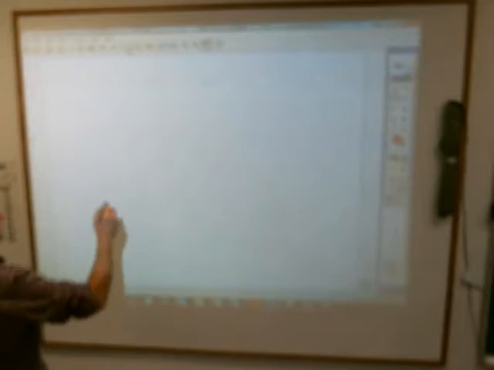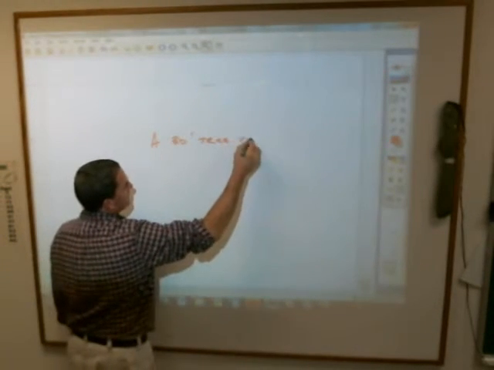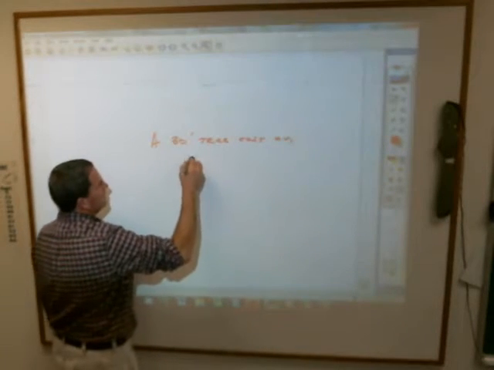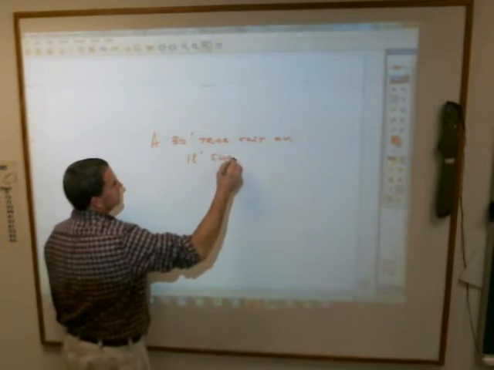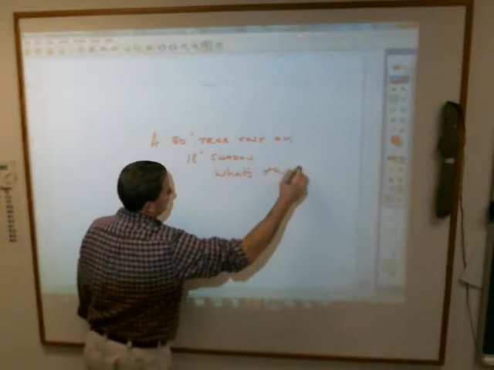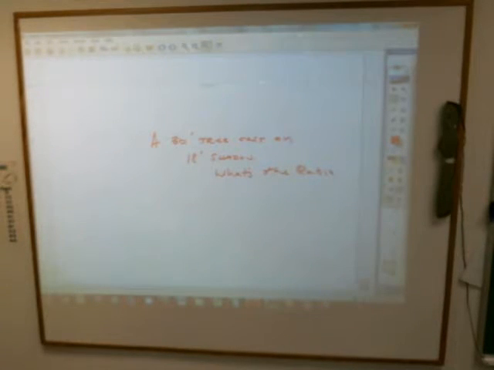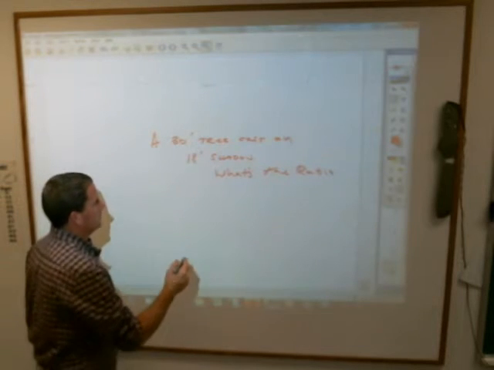Another example, let's see, what does it say here? A 30-foot tree casts an 18-foot long shadow. A 30-foot tree casts an 18-foot shadow. What's the ratio of the tree length to its shadow?